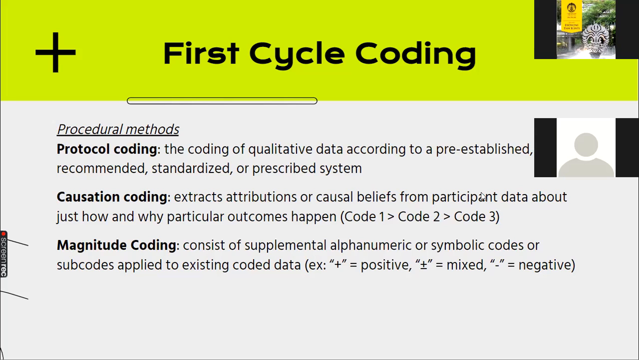And then we have magnitude coding, which consists of supplemental alphanumeric or symbolic codes or subcodes applied to existing coded data. Now, this example is already seen in a previous type of code.